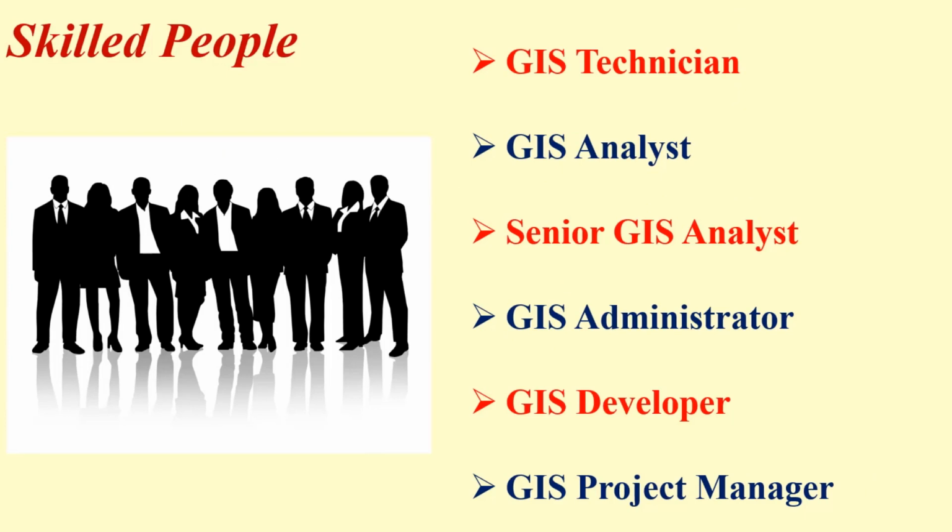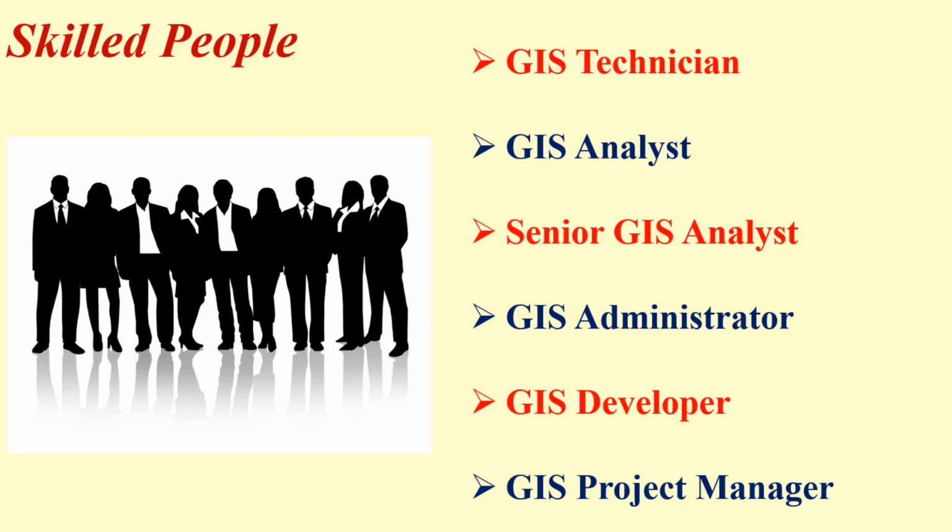The next component is skilled people. To handle GIS tasks, one should have knowledge of the other components of GIS as well as working knowledge in GIS software. One can learn GIS software from courses offered by different universities and colleges, or from private training centers, or through online information and training programs like the current course you are studying now. As per the experience and knowledge in the field of GIS, the skilled people are categorized into different groups such as GIS technician, GIS analyst, senior GIS analyst, GIS administrator, GIS developer, and GIS project manager.